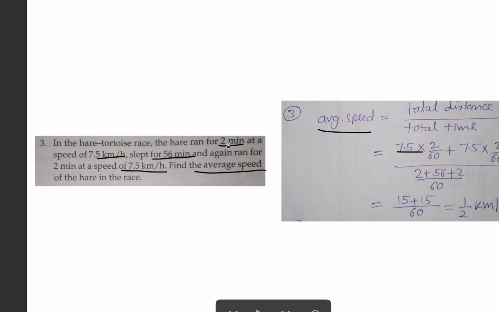And the total time is 2 minutes, 56 minutes and 2 minutes again. So 2 plus 56 plus 2, and we convert this minute into hour, so we divide this number by 60. So the answer is 1 by 2 km per hour. So the average speed of the hare in this race is 1 by 2 km per hour.